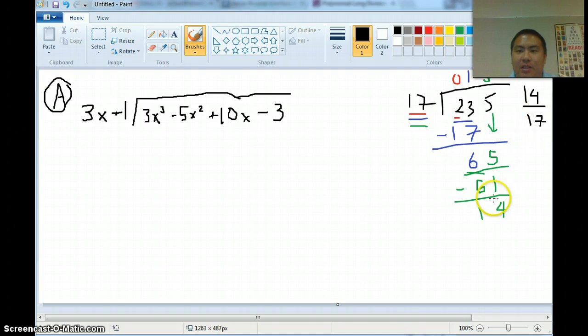So my complete answer should be 13 and 14 over 17. Okay, so it's 13 and 14 over 17. Okay, so I'm going to leave this here. Hopefully that won't screw me over later, because I might need more room, but let's see how this goes.